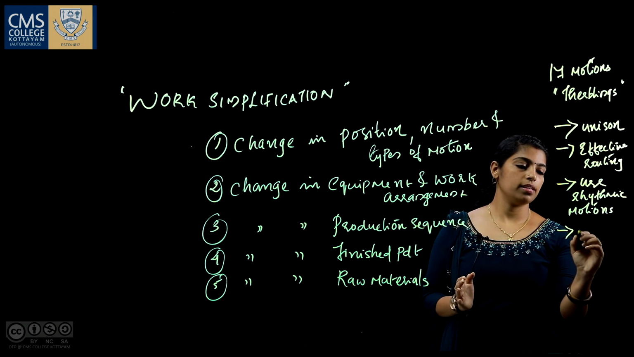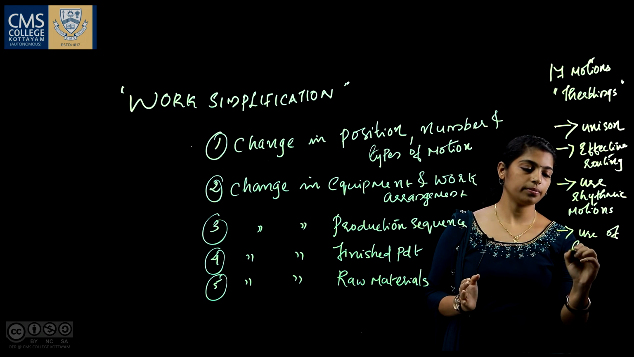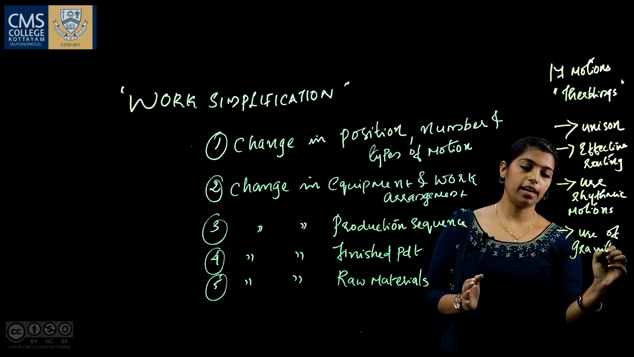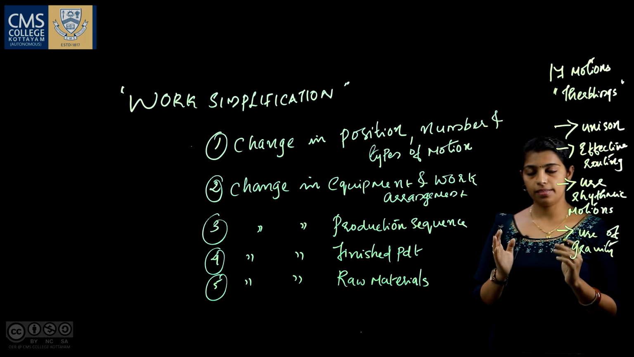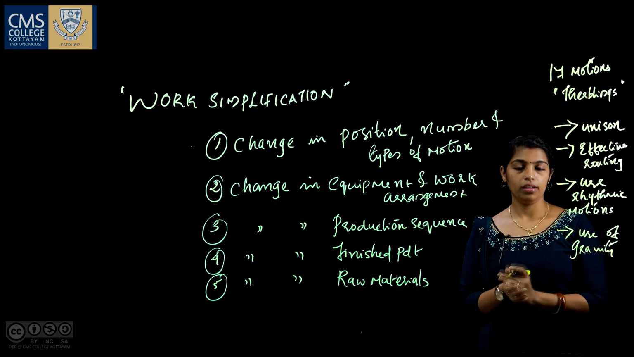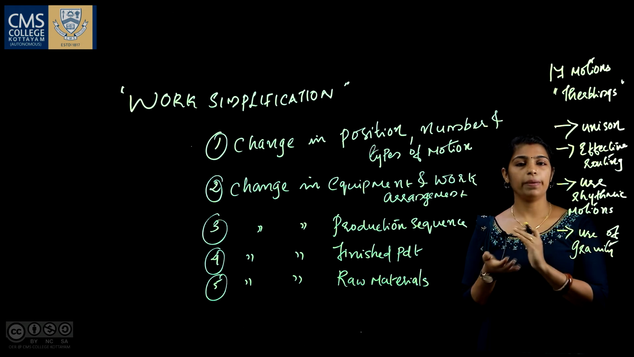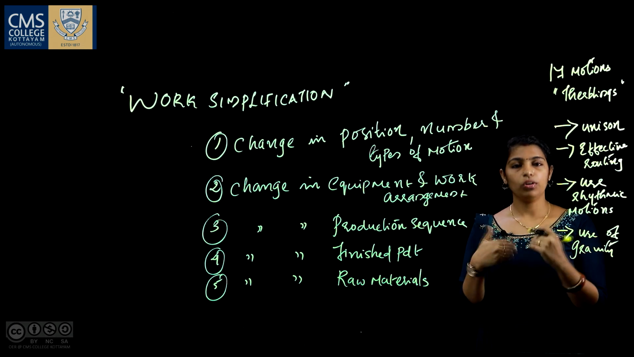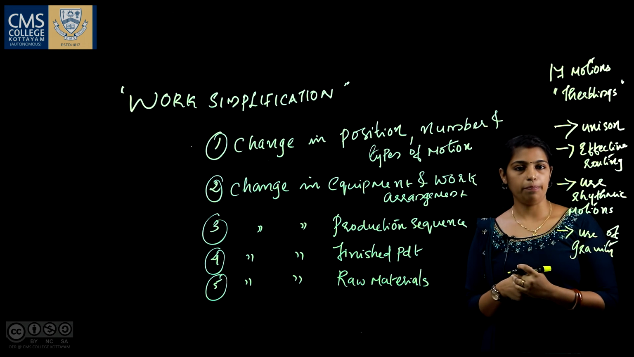The fourth one is use of gravity. Use of gravity can be explained by a simple example. Suppose we are chopping the vegetables on a cutting board, which will be much easier than chopping them in air, so that the workload and the chances of fatigue can be minimized.